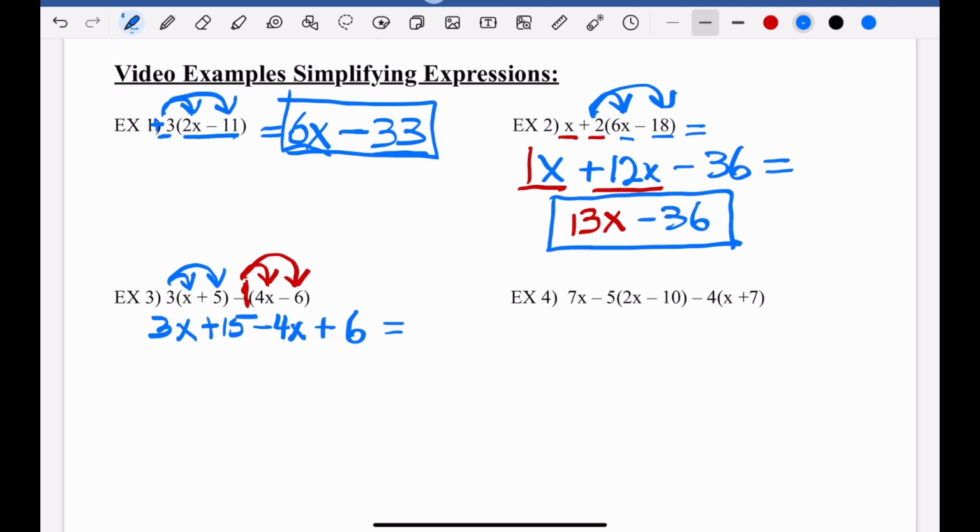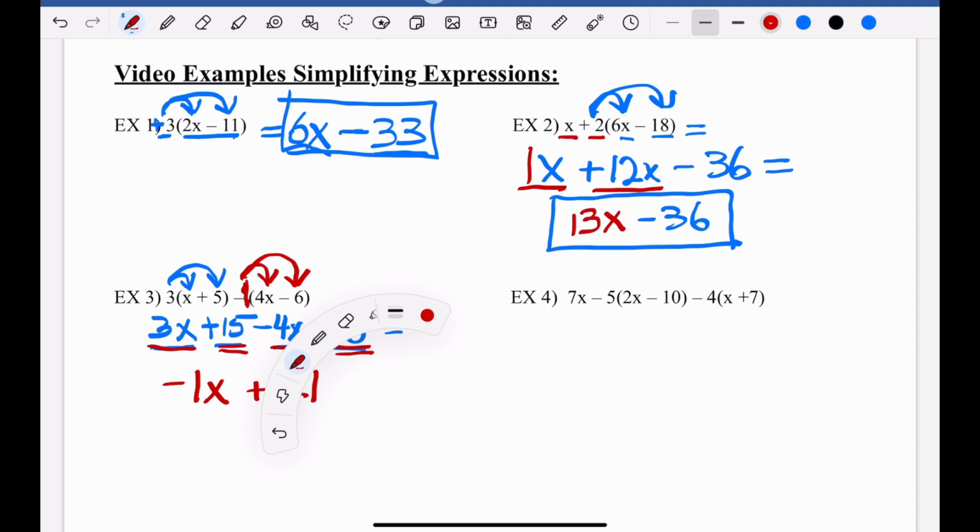And now what you'll see is I have four terms. I have a 3x, a positive 15, a negative 4x, and a positive 6. I should be able to combine some of those terms to get this down to two terms, and I can. I can combine my 3x with my negative 4x. 3 minus 4 would give me negative 1, so I would have a negative 1x. And then I can combine my positive 15 with my positive 6. That would give me positive 21. And this answer is correct.